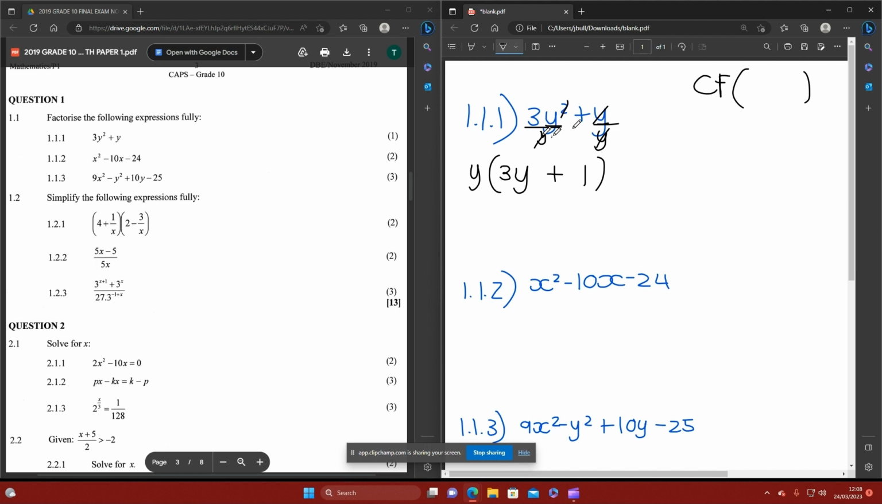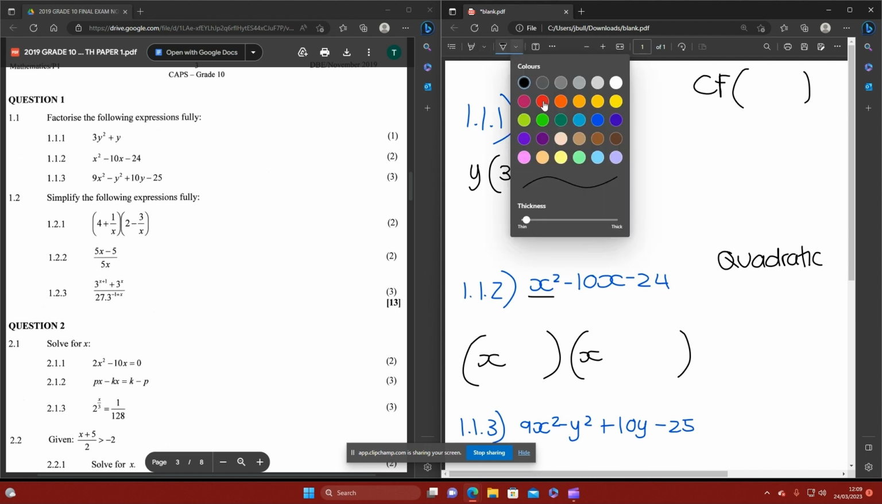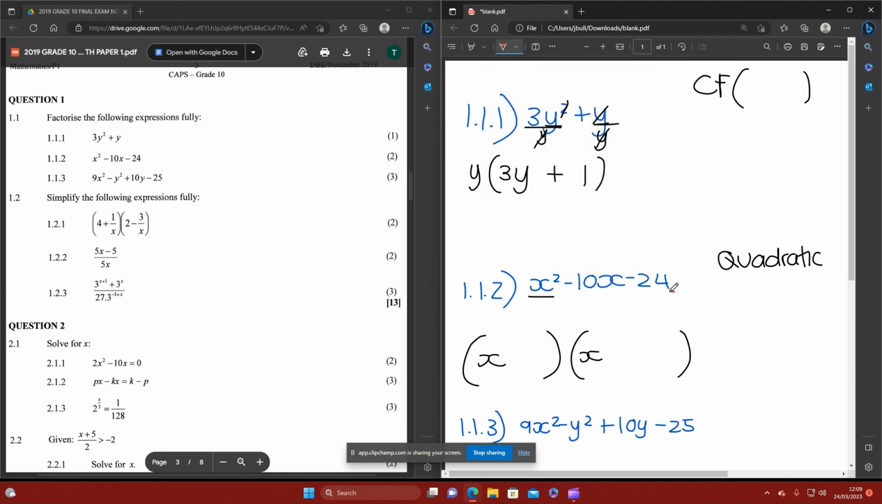If we look at the second one, 1.1.2, your hint is as soon as you see an x squared, you've got to be thinking about, is this a quadratic equation? Okay, in this case, it is a quadratic, so whenever we factorize a quadratic, it's always going to be factorized in this form. You're going to have two brackets. This x squared, you're going to have just x in the front, so the square root. And then you've got to read it going backwards. So we've got to go factors of 24 that have a difference of 10. Okay, so that's how we read it.